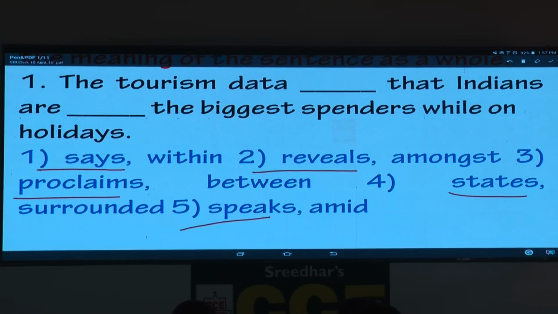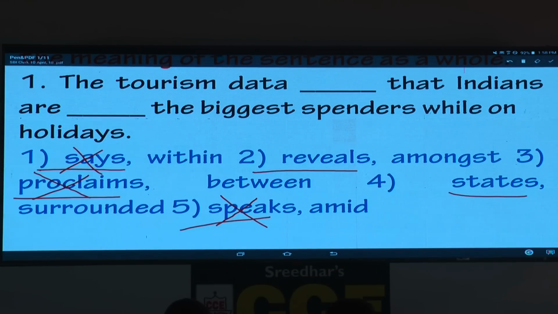Use says and speaks. That means what? These two are ruled out. Says, speaks, you cannot consider. What is the reason? They go with everyday English, not with data. Generally, when you talk about particular data or the results of a particular survey, we use either reveals or states, and we don't use the word proclaim.